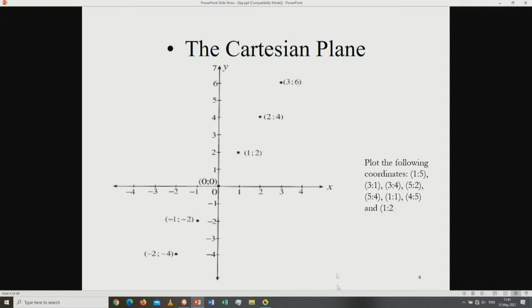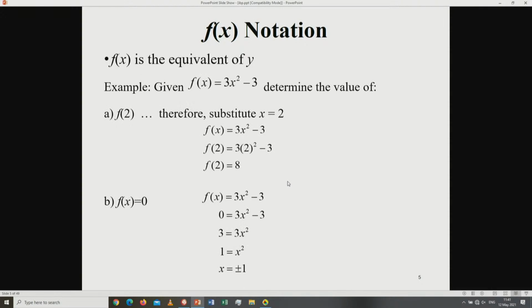Okay. Right. The next one that you look into is the f(x) functional notation. Remember, it can be f at x, it can be g at x, it can be h at x. This is equivalent to y. It's equivalent of y. Very, very important. Now, look at this example here. Given that f(x) = 3x² − 3. Now, I can also say y = 3x² − 3. Then they asked me to determine the value of f(2).